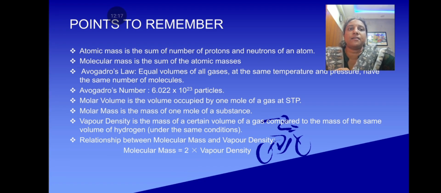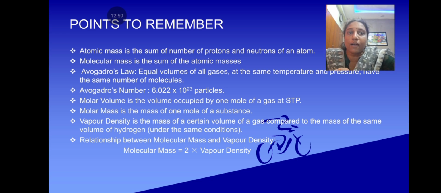So finally we will recap all that we have learned in this topic. First, atomic mass is the sum of the number of protons and neutrons of an atom. Then molecular mass is the sum of atomic masses. Then Avogadro's law. According to Avogadro's law, equal volumes of all gases at the same temperature and pressure have the same number of molecules. And we have Avogadro's number, 6.022 into 10 raised to 23 particles.